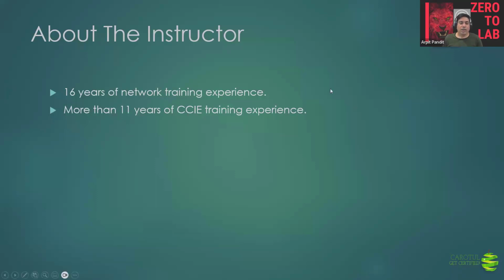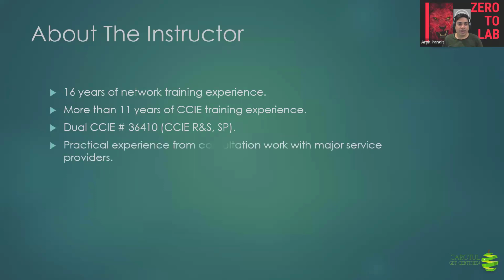And apart from this, I have two CCIEs. One is in routing and switching and one is in service provider. My CCIE number is 36410. The first one I did back in 2012, and the second one in 2014. And I have already achieved the emeritus status as well in CCIE. And I have practical experience also from consultation work.